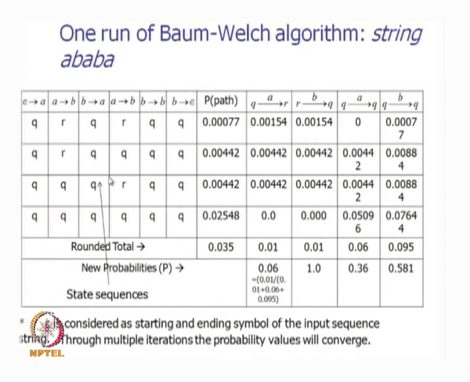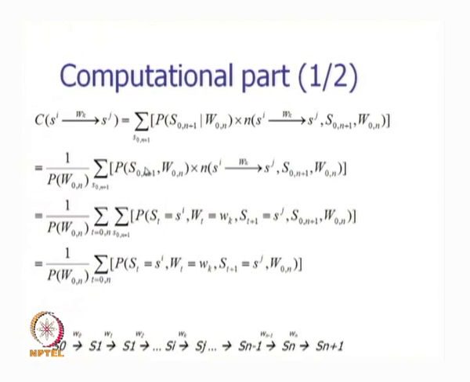Now, let us understand the theory of the Baum Welch algorithm. The procedure was illustrated by this example. Let us understand the theory. This is the computational part and we will understand the mathematical expressions involved in this. So, our term of interest is C(S_i to S_j on W_k). S_i is the source state, S_j is the destination state and W_k is the observed symbol.